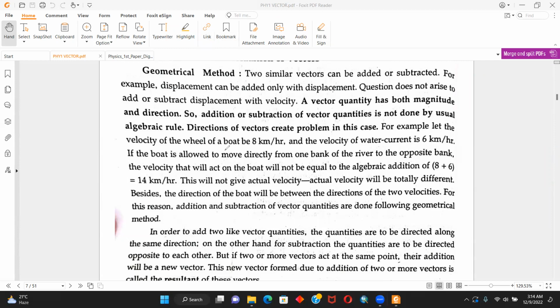You have to know in which direction they are acting. Okay. 3 vector plus 4 vector is not equal to 7 vector. It does not work in the algebraic way. So you have to see the geometry between these two, and the direction between these two, and obviously their angle between these two, to get the resultant vector. Okay. All right.